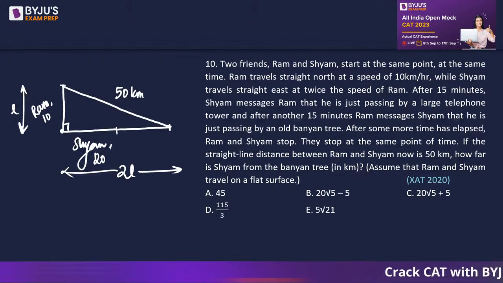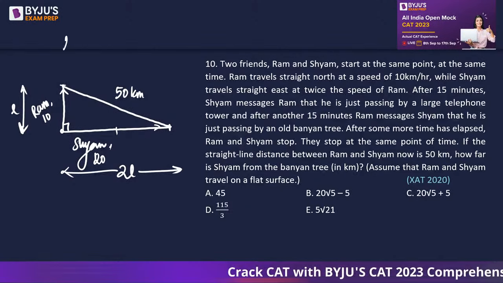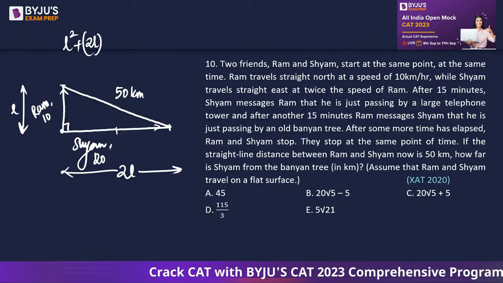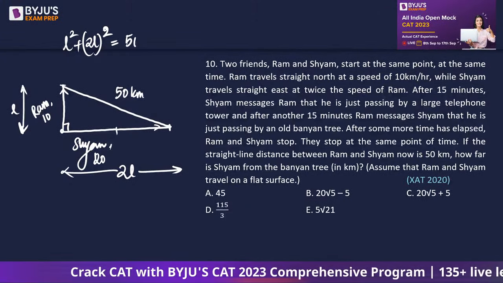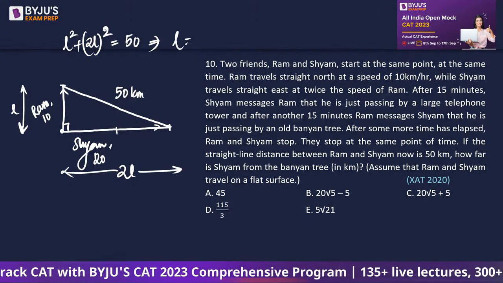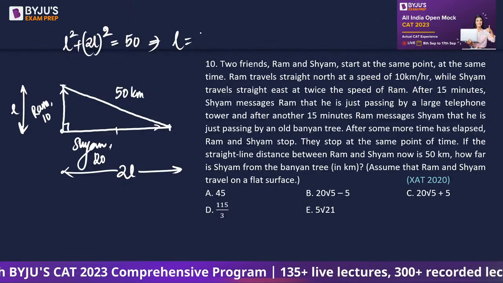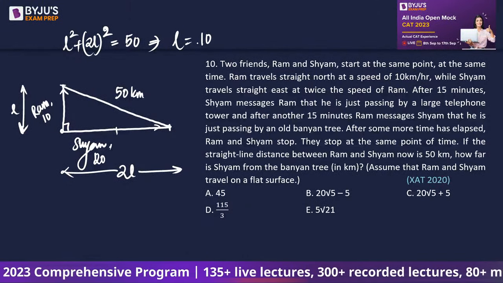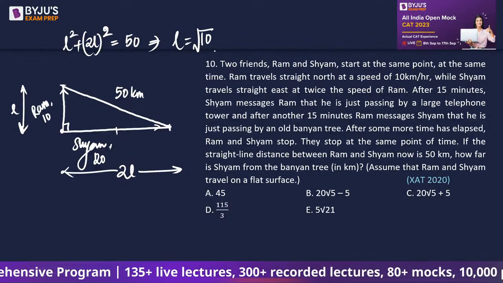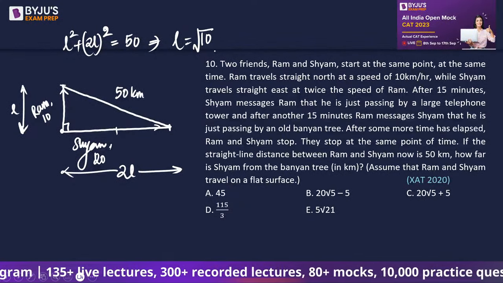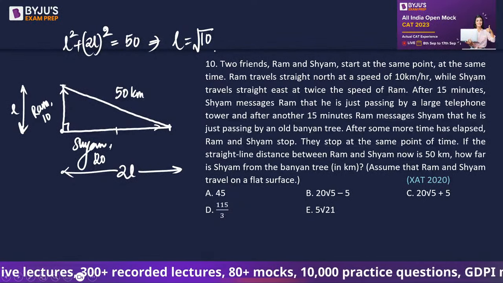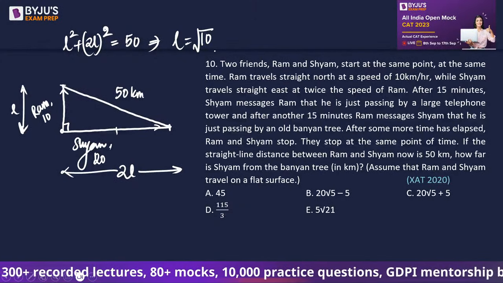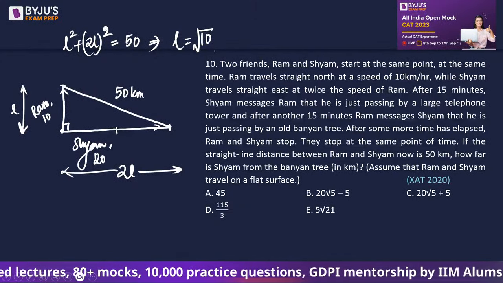Of course, since it's north and east perpendicular to each other, we can use Pythagoras theorem and we can say L square plus 2L ka whole square is equal to 50 square. If we solve this, we will get L is equal to 10 root 5, or under root 1000. Right? So 2L will become 2 under root 10. Okay. So this is something we understood.